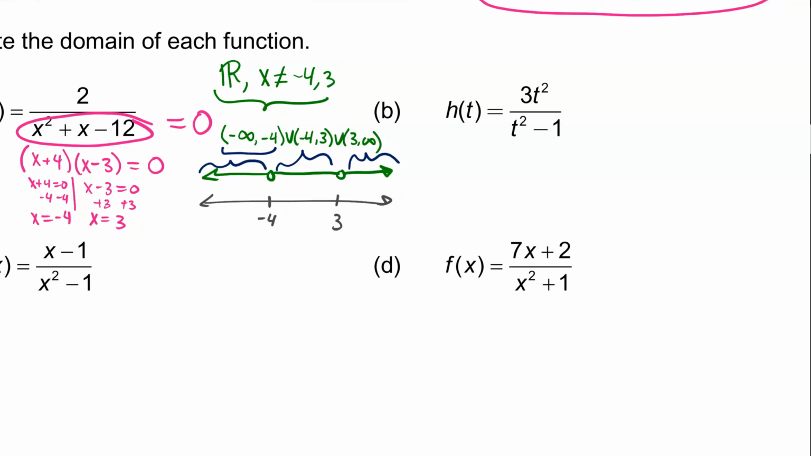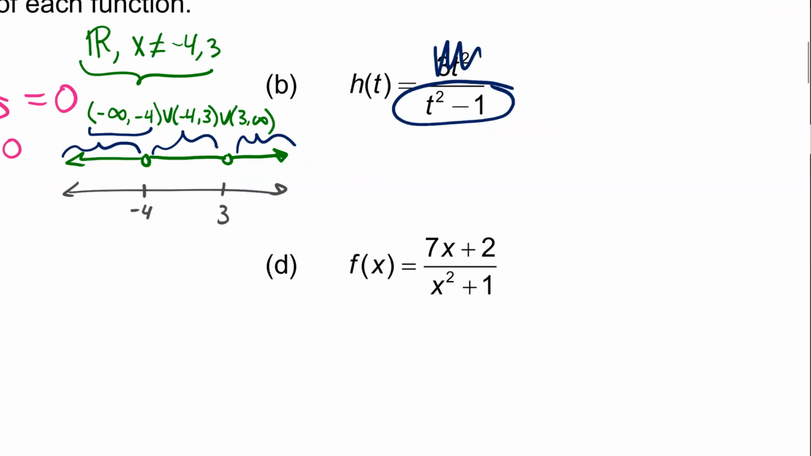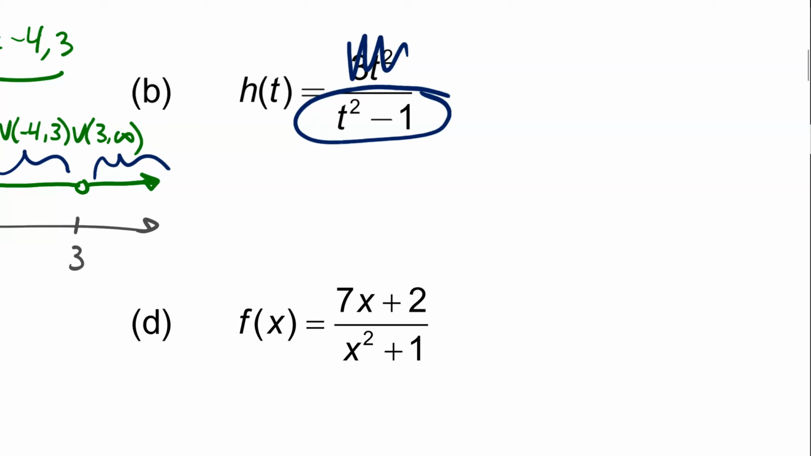So h of t equals 3t squared over t squared minus 1. So notice we don't really care about the top. All I'm asking is for a domain, and the domain depends on the bottom. Because if the bottom equals 0, it will be undefined, and we have to cut those x values out. So I'm looking for where t squared minus 1 is equal to 0.